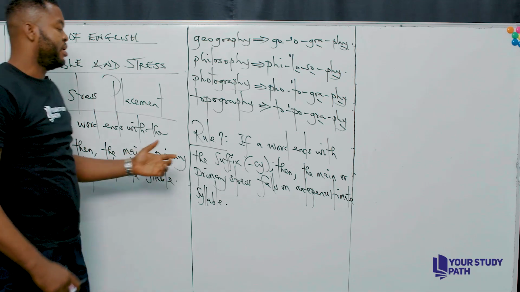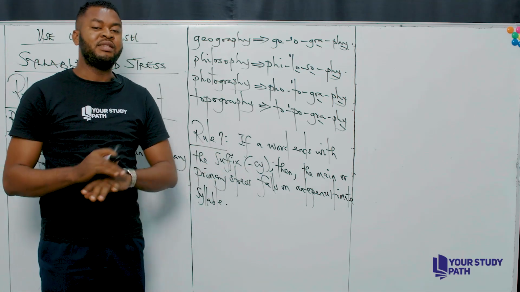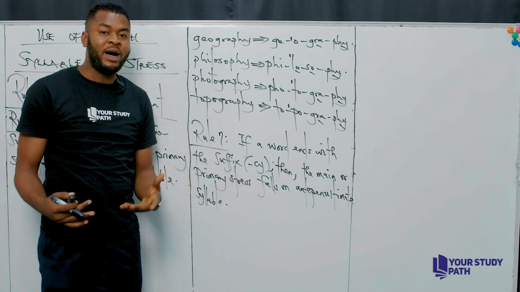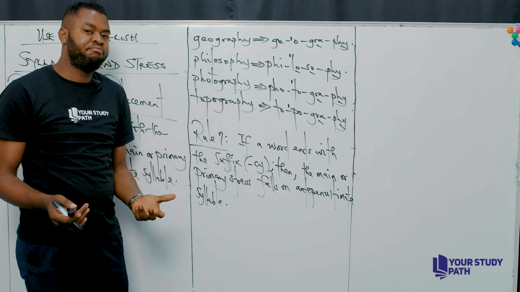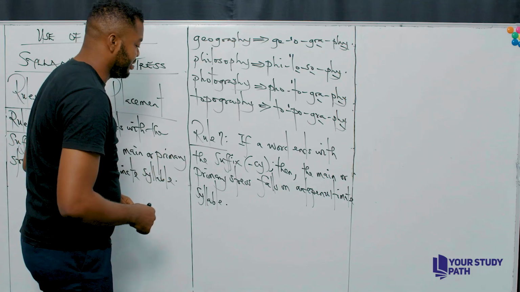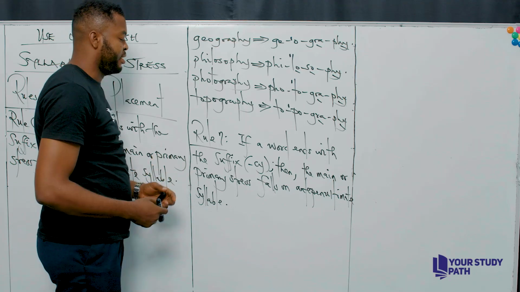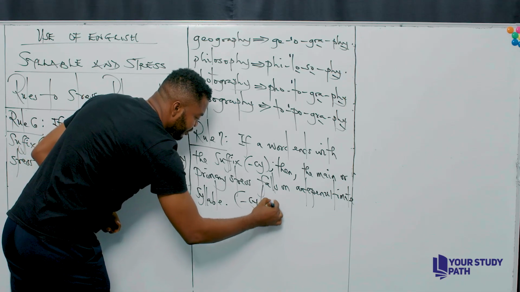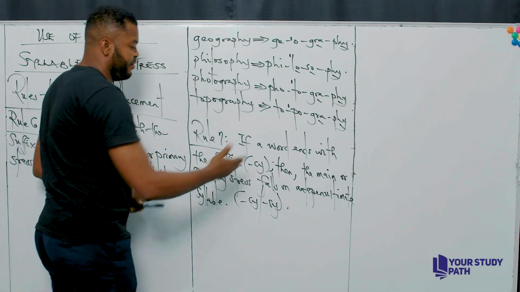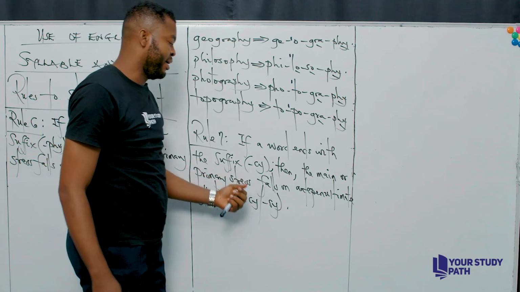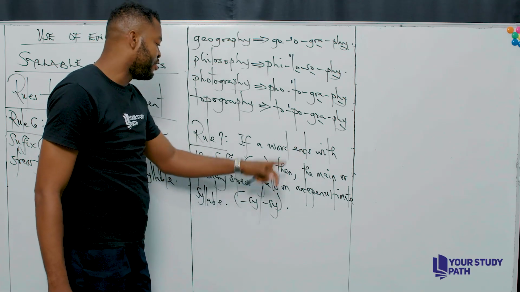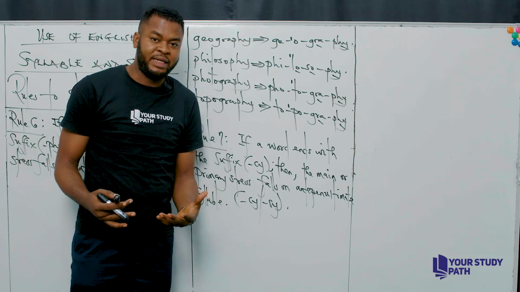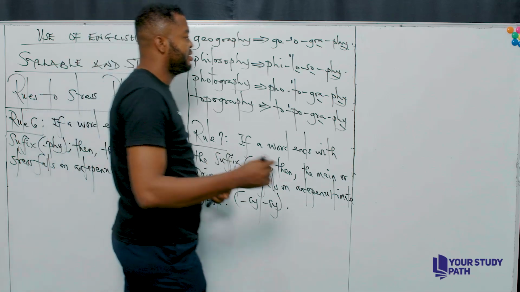Okay, so if any English word ends with the suffix CY or SY, you can add it, CY or SY. So the rule indicates suffix CY or suffix SY. If a word ends with the suffix CY, then the main or primary stress falls on the antepenultimate syllable. Now, it can be CY or SY. Is that taken? Now, let's give an example to this effect.